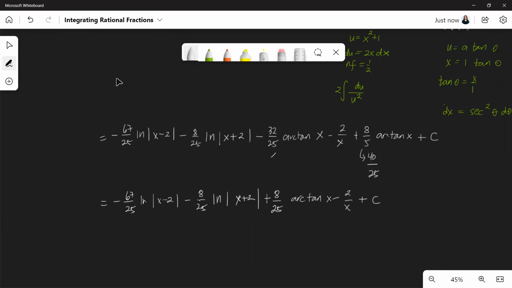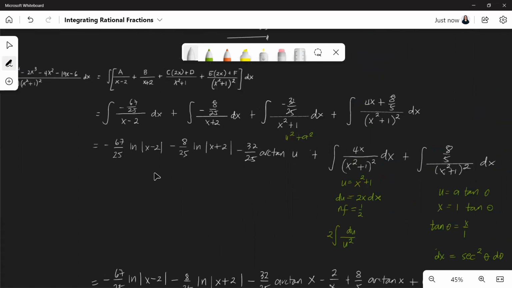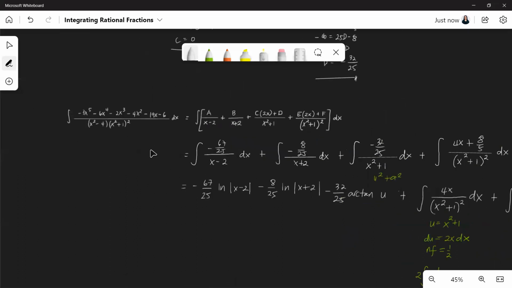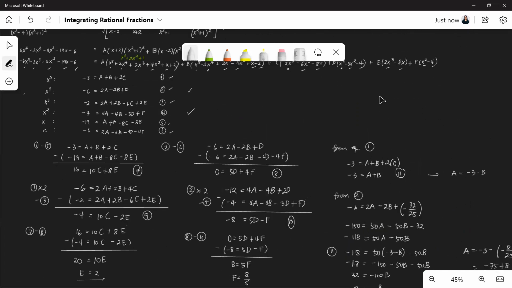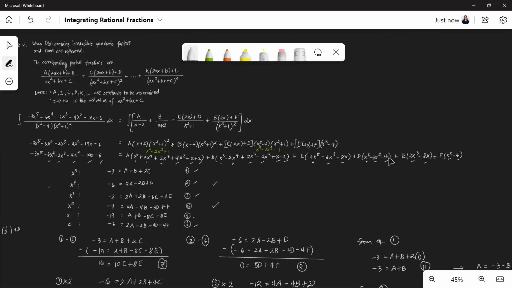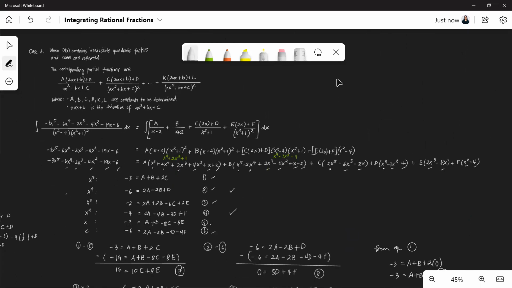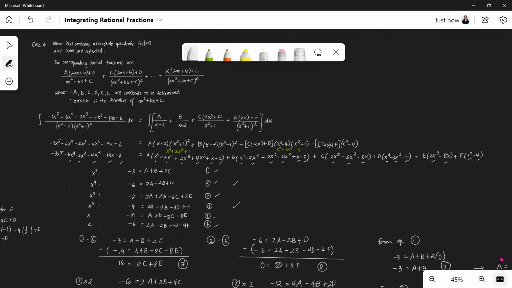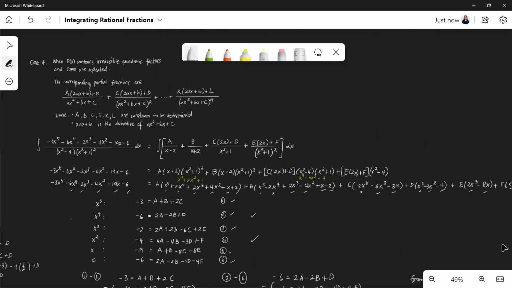So one way to check if your answer is already correct is by combining the partial fractions. See if it's really equal to the given fraction before you integrate. If you have the time, you can do that. If you don't have the time, then just make sure that the steps are correct. So that's case 4 of integrating rational fractions.